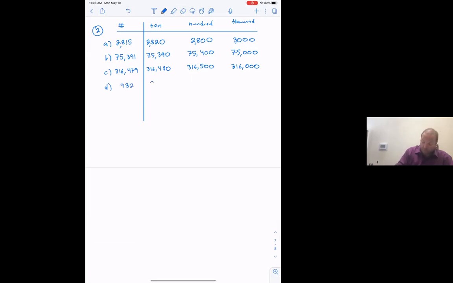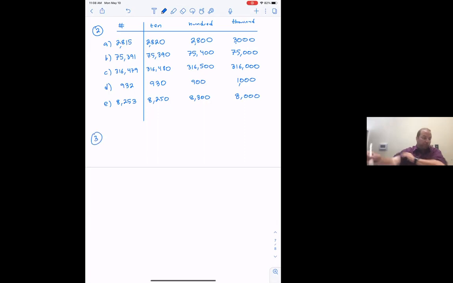D, 932. Well, 930 is the closest multiple of 10. 900 is the closest multiple of 100, and 1,000 is the closest multiple of 1,000. And finally, E, 8,253. 8,250 is the closest multiple of 10. 8,300, the closest multiple of 100. And finally, 8,000 is the closest multiple of 1,000.